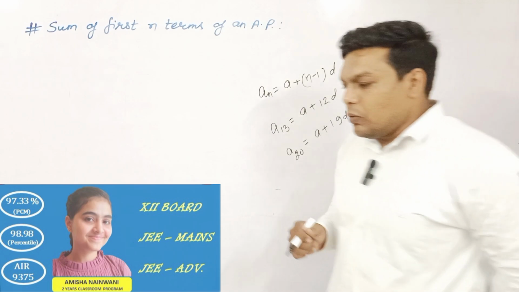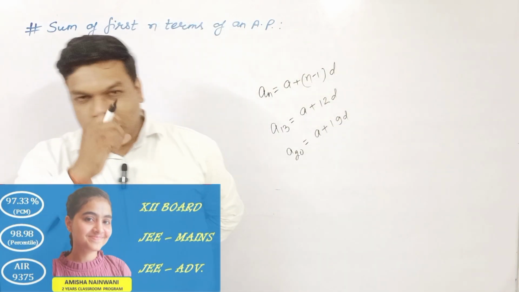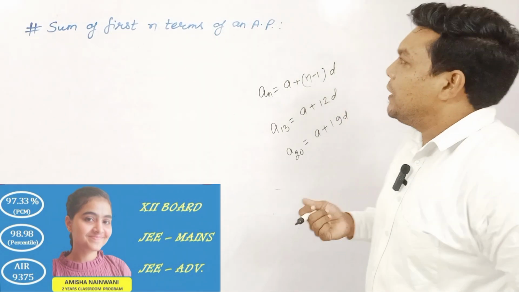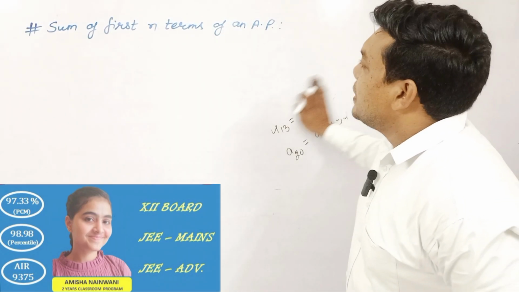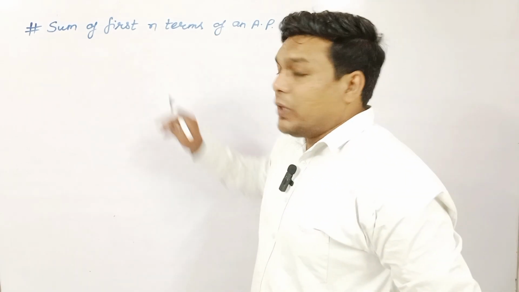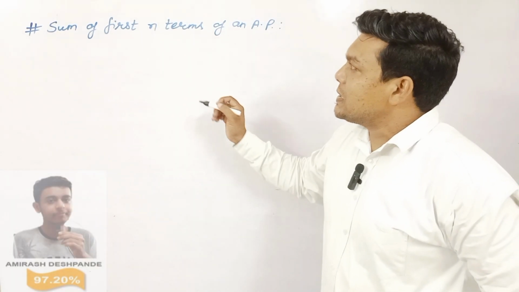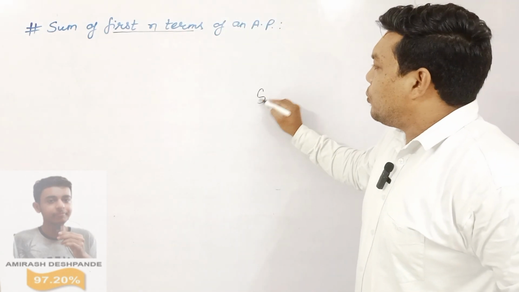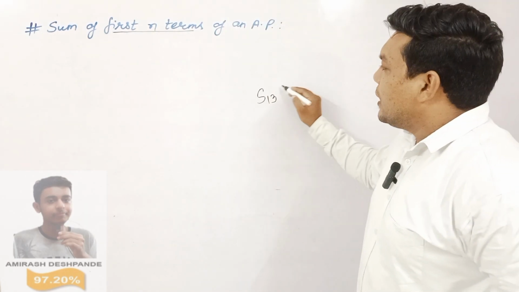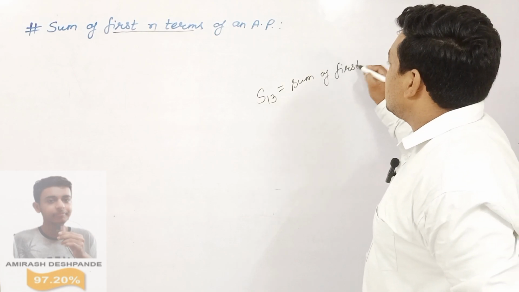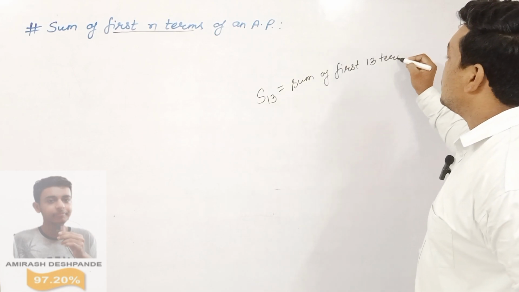Okay, so till now we have seen what is nth term of an AP or general term of an AP, or how to identify an AP. Now our next topic is sum of first n terms of an AP. Try to understand. It is sum of first n terms of the AP. If we write, suppose, S13, what is it? It is sum of first 13 terms.